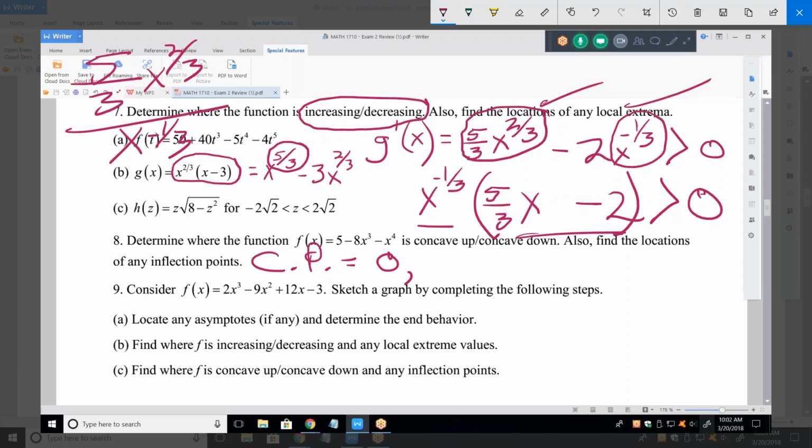Let me grab my calculator real quick, just so I have it. Okay. One second. Set that equal to 0 and solve it.